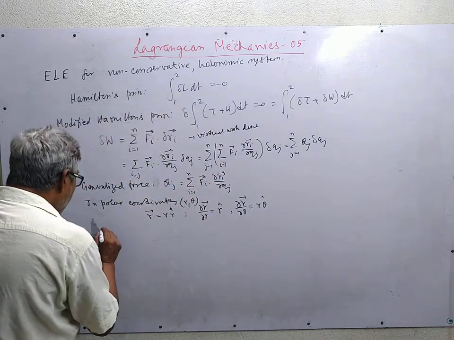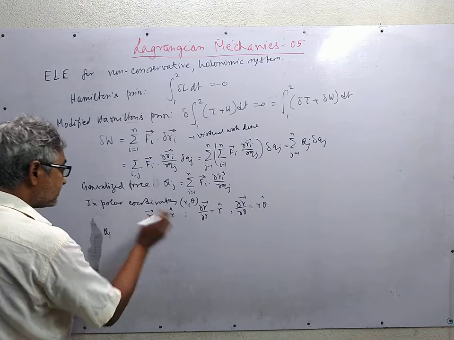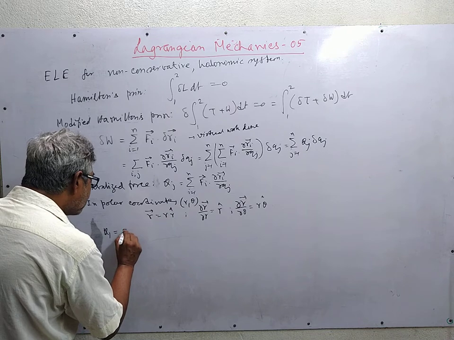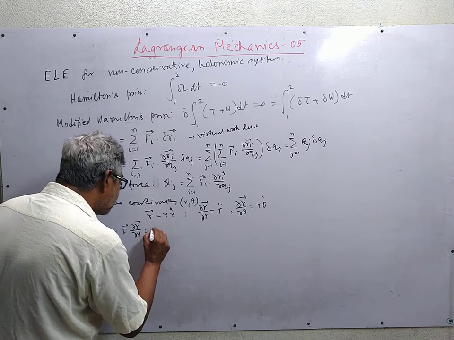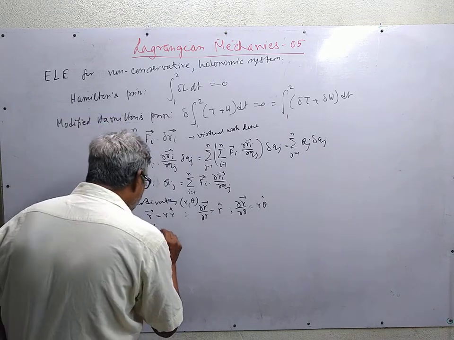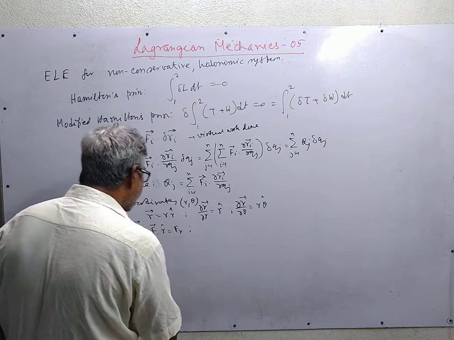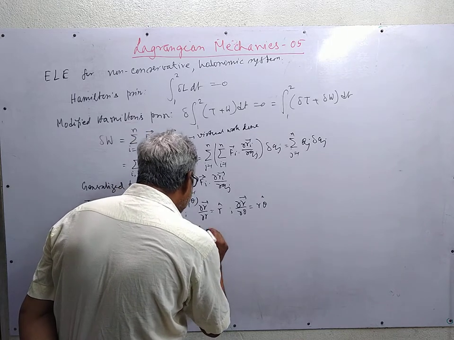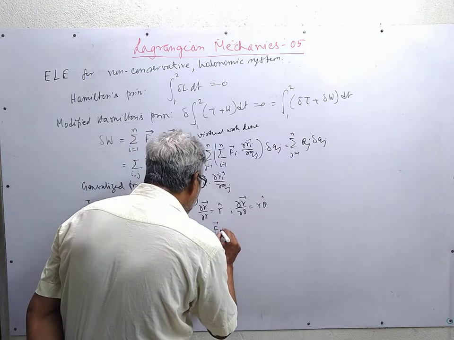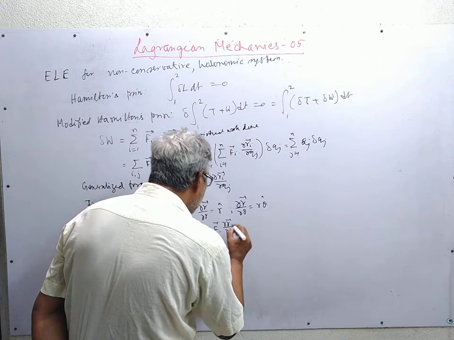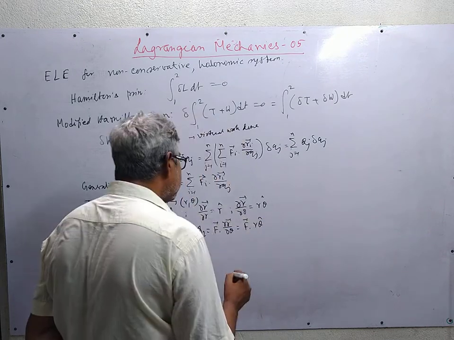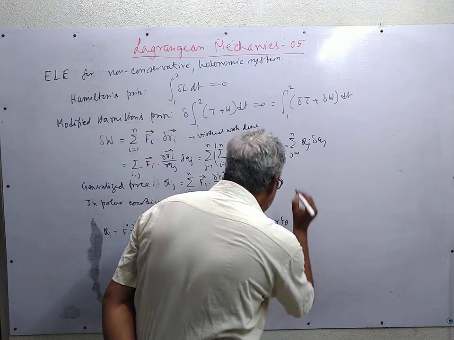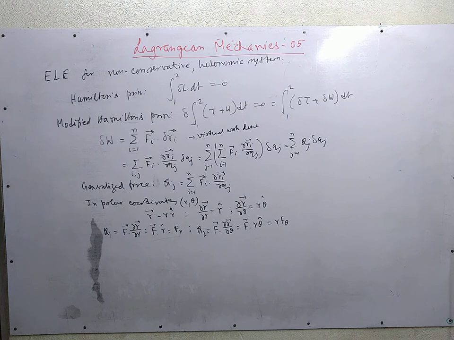So if we consider r as the first coordinate, q1 is F dot ∂r/∂r, which is F dot r cap, so this is Fr, the radial component of force. And q2 is F dot ∂r/∂theta, so this is F times r theta cap, so this becomes r times F theta. Similarly, we can find out the generalized force in other coordinates.